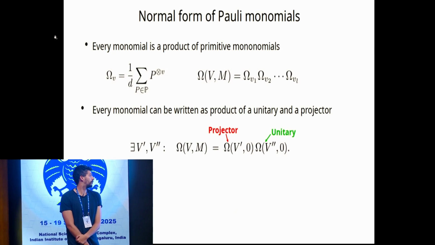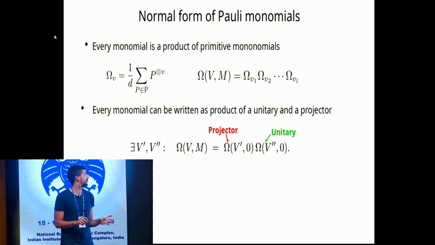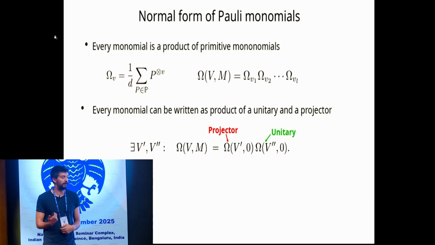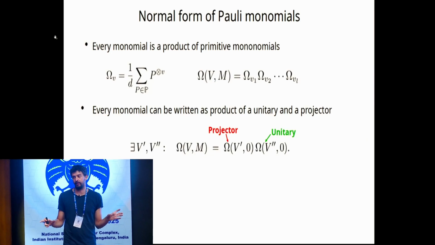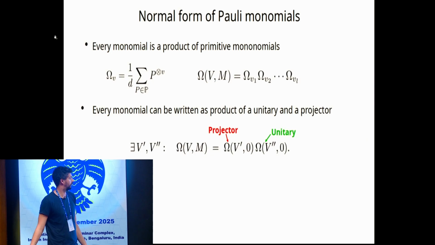Then another property is that we can also separate the projective and the unitary part out. So we can write every monomial as basically a projective part times a unitary part, which again is a nice characterization for these elements.